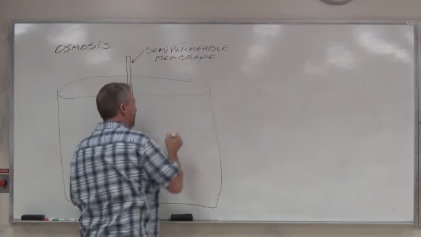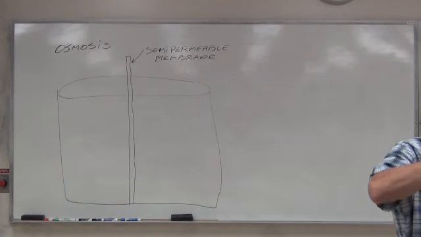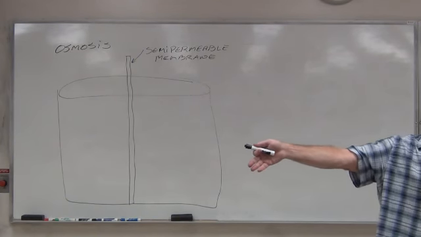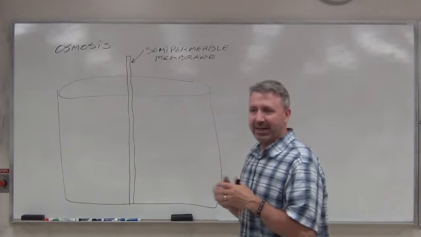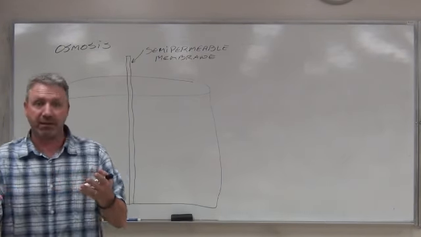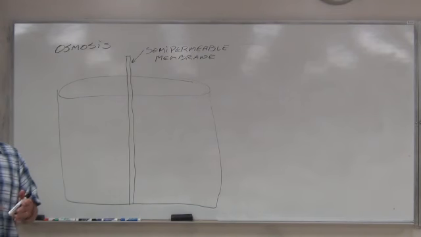And a semi-permeable membrane just means that it's selective as to what it lets cross the barrier. They're very easy to find. Usually things like pig intestines or something like that is a very good source of a semi-permeable membrane. You can actually make some synthetic forms as well.